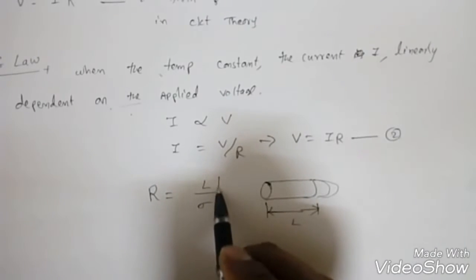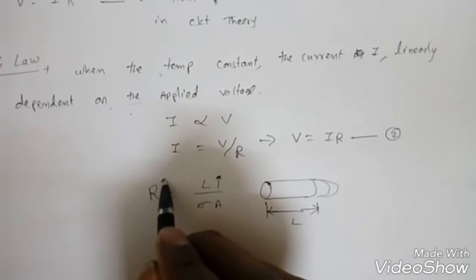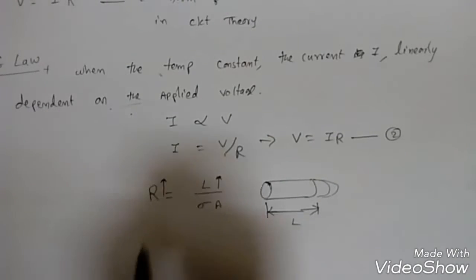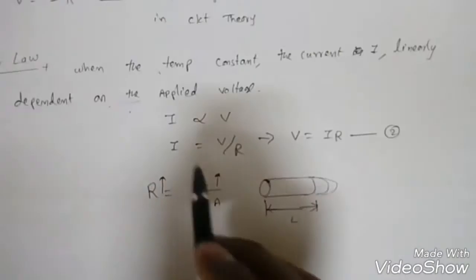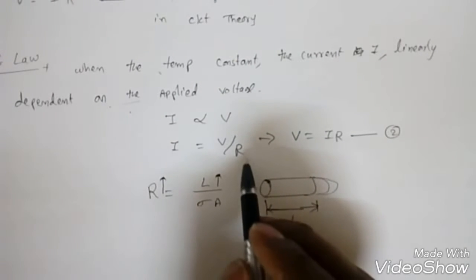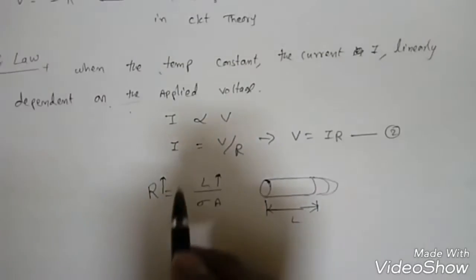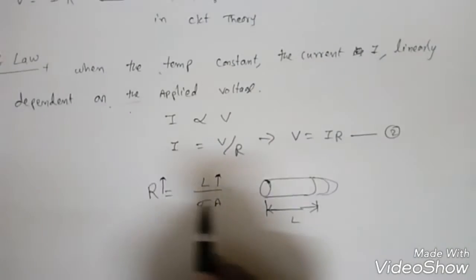Now if length is increasing, what happens to resistance? Resistance also will increase, right? When resistance is increasing, what happens to current I? So I is equal to V by R. When resistance is increasing, current will decrease, right? So that is the effect of this resistance.